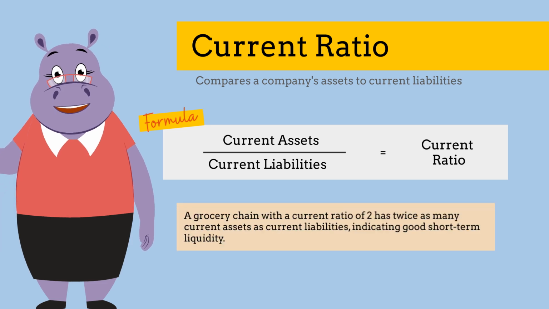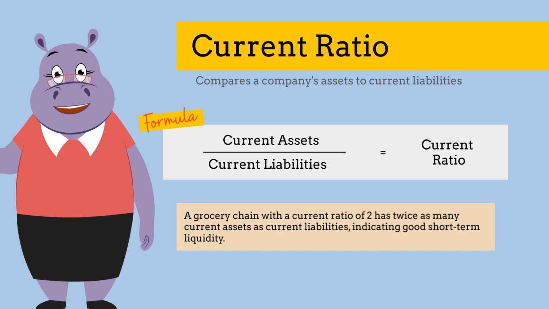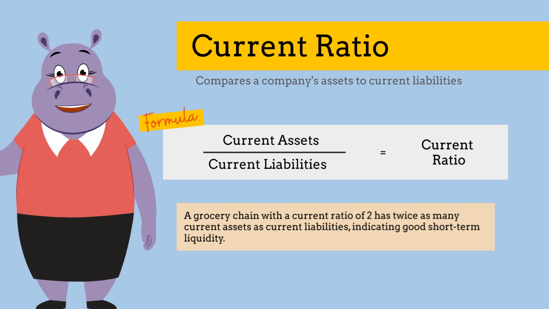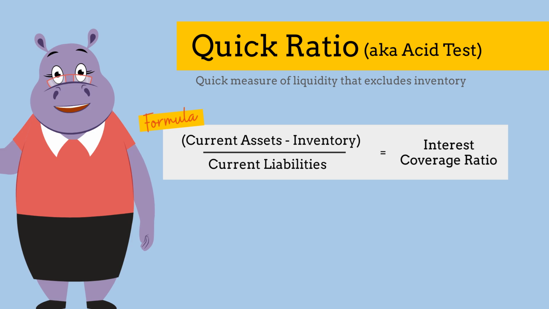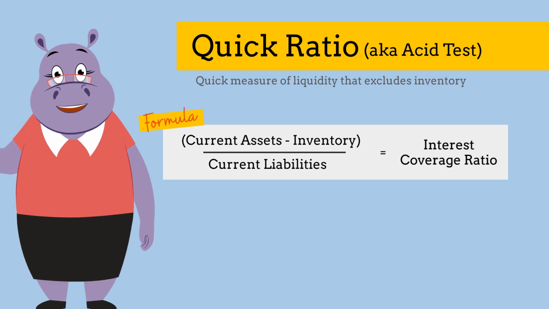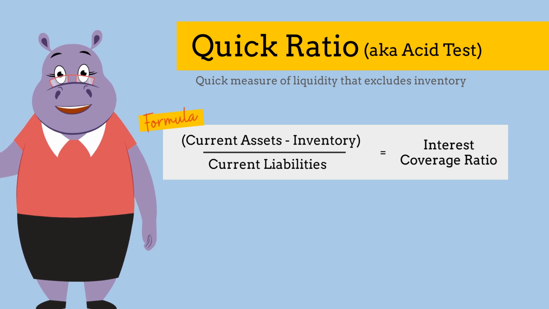A grocery chain with a current ratio of 2 has twice as many current assets as current liabilities, indicating good short-term liquidity. The quick ratio, also known as the acid test, is a stricter measure of liquidity. It excludes inventory from current assets. It is calculated by dividing the current liabilities into current assets minus inventory.